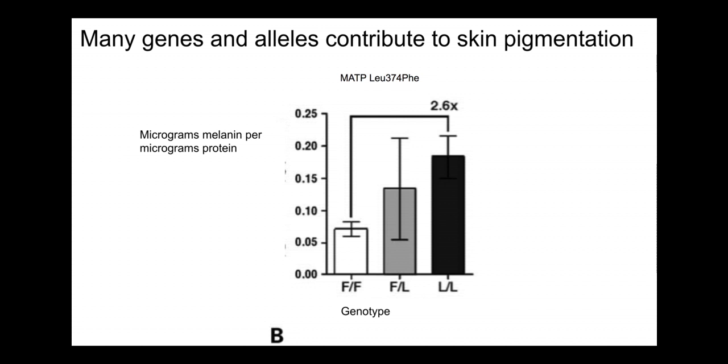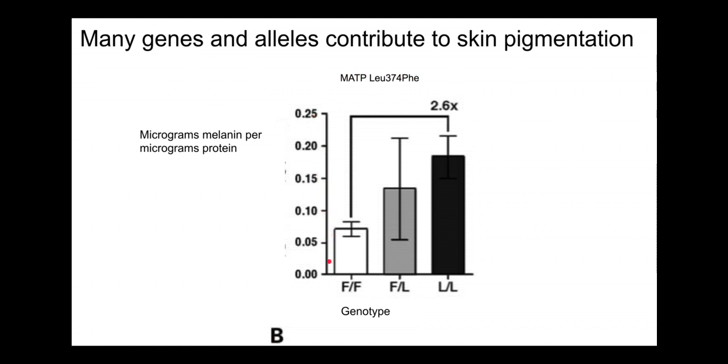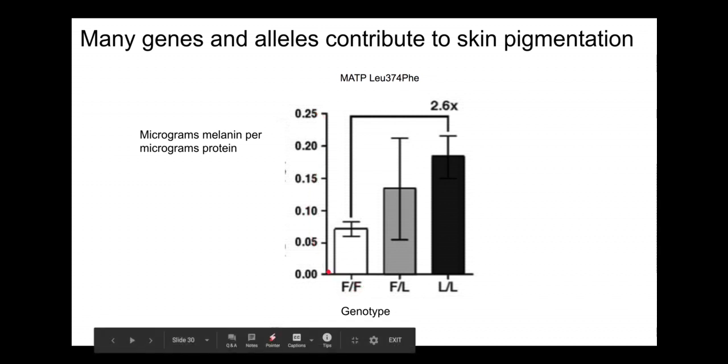So here's the MATP gene. It has 2 alleles, big F and big L, and you can see homozygous F individuals have the lowest on the melanin index in this. This is a cell-based assay, so this wasn't looking at individuals. These are cell lines that have these different genotypes. So they're trying to get at kind of a mechanistic cellular biology basis and actually directly quantifying the amount of melanin. So higher value here means more melanin, more darkly pigmented.